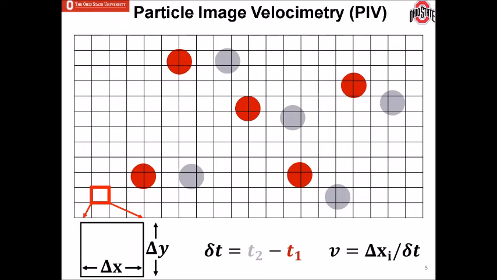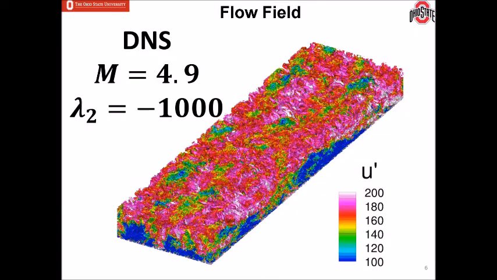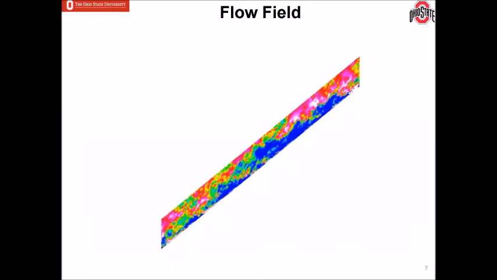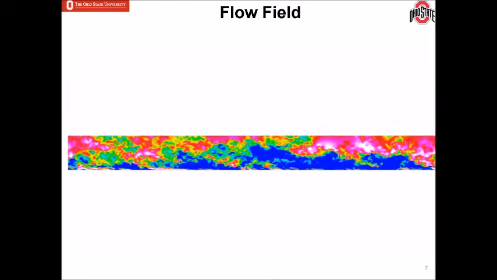generate PIV images. For our flow field, we consider the Mach 4.9 turbulent boundary layer from before. We take a slice and consider only the 2D field. We then limit ourselves to the region corresponding to the previous experimental measurements. This gives us our flow field, which we subjected to Lagrangian particle tracking.